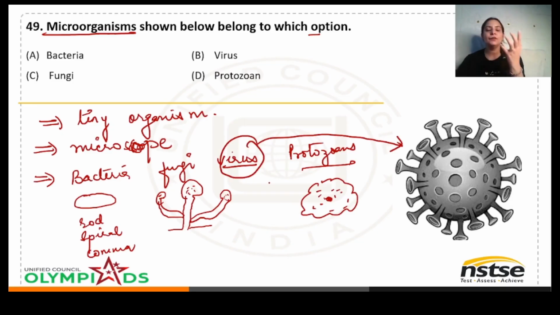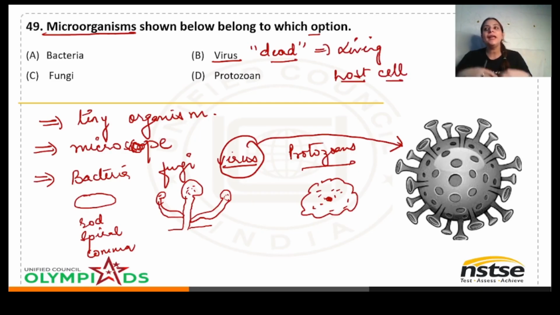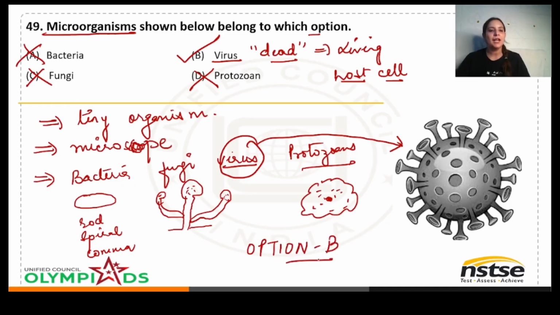One thing is very important to know about virus. Virus are dead because they don't have their own machinery, they don't have their own nucleus, but they become living when they enter into any host cell. Once they enter into any other cell, they utilize its machinery and it becomes living. So here option B is the correct answer. It's not bacteria, not fungi, not protozoans, because I've shown you how they look like. So which option is correct? Option B is the correct answer.